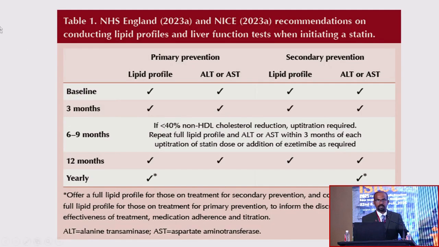So this is the recommendation. The NICE guideline says that you have to do a baseline lipid profile. You check an AST and ALT. Always keep watch on the patient and tell them to report back to you if they have some constant muscle pain or aches. At 3 months you can again repeat lipid profile and AST and ALT.